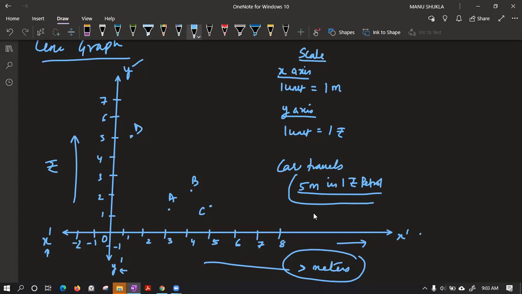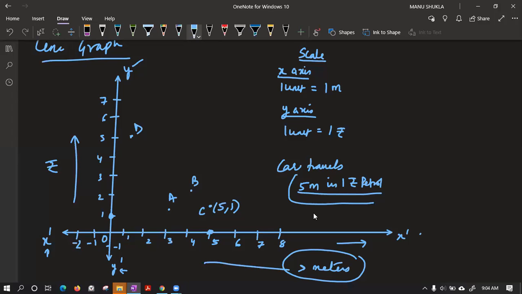So you people are able to understand that 5 you have got on this scale, 1 rupee you have got on this scale. So the value is 5 comma 1. We always take x as the first place. So this is the answer and it is shown by 5 comma 1. Class, are you able to understand this coordinate 5 comma 1? It is showing that the car travels 5 meters in 1 rupee petrol.